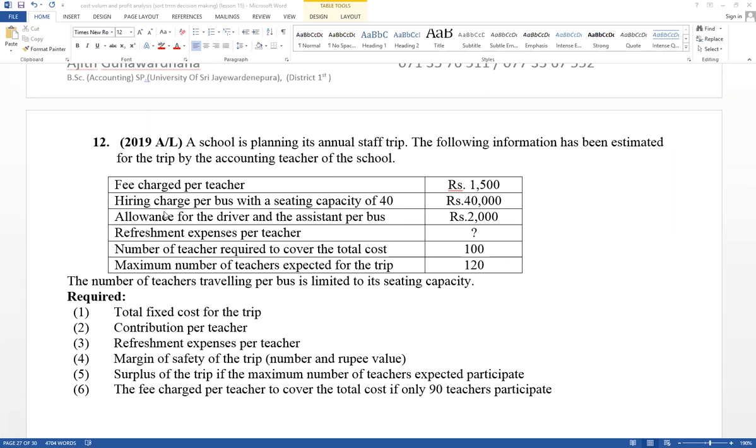Therefore allowances for drivers and assistants per bus, it has vary with number of bus. It has not vary with number of teachers. Therefore this is also fixed cost.